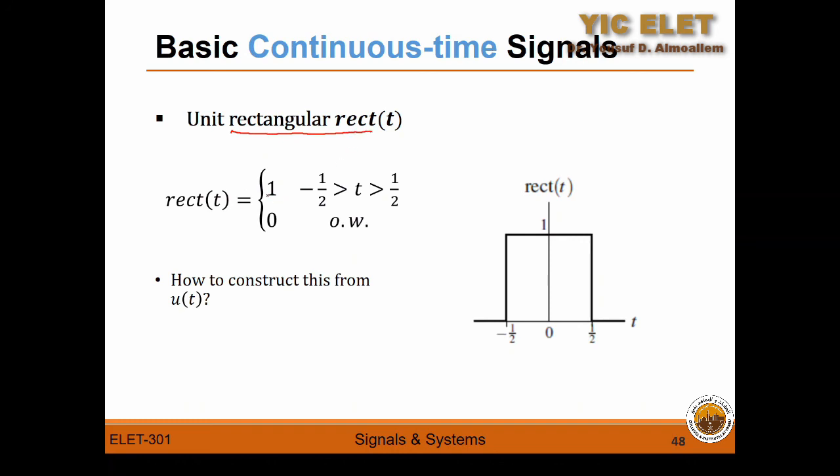The rectangular function is defined as equal to 1 between minus half and half. So between minus half and half, it will be equal to 1. So this is the function equal to 1 in this region. Otherwise, everywhere else, it will be equal to 0.